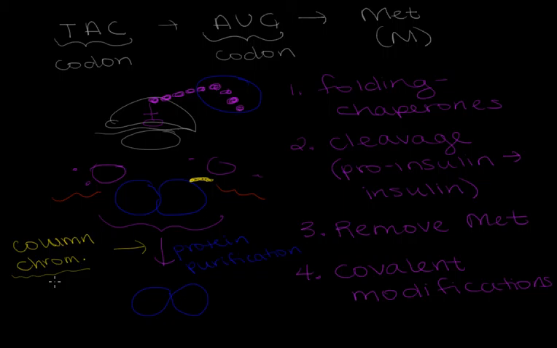We can also use electrophoresis to separate proteins based on size and based on charge, because every protein has its own combination of amino acids which have different charges. So we're able to separate proteins based on size and charge that way.